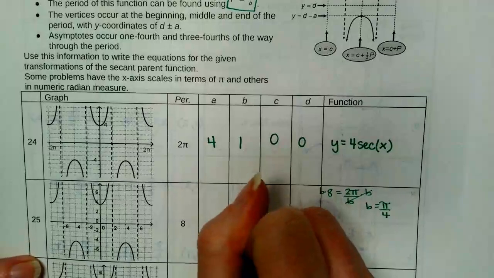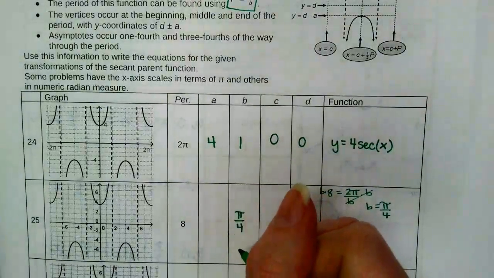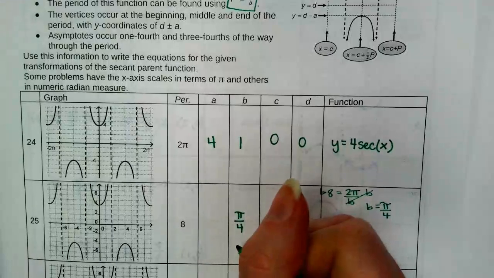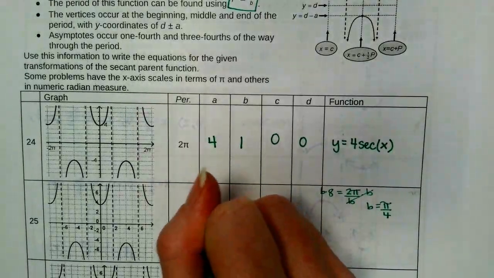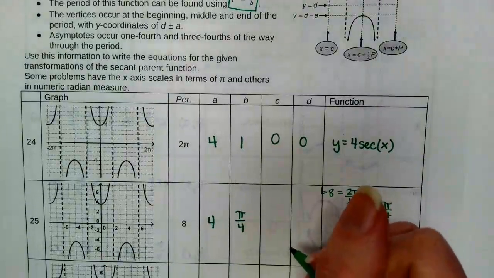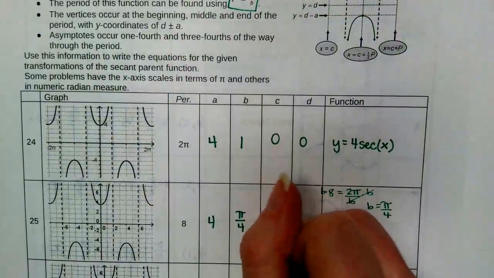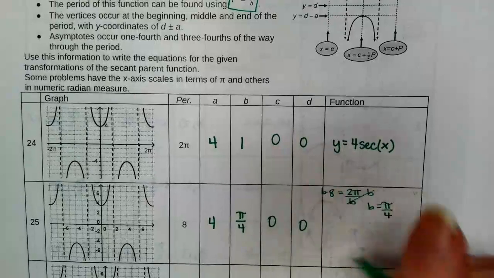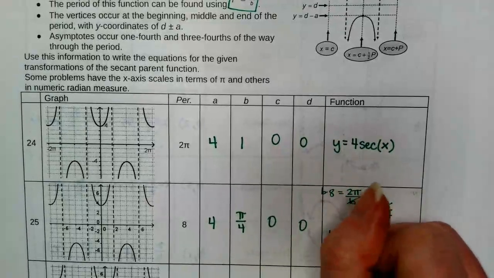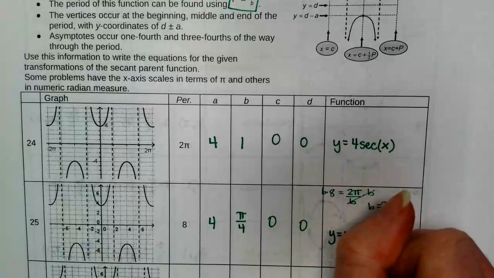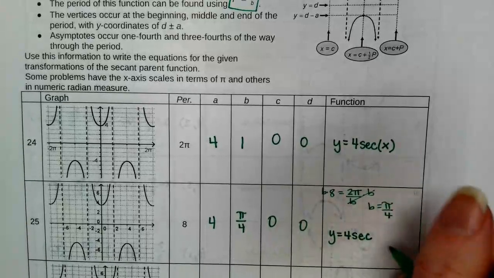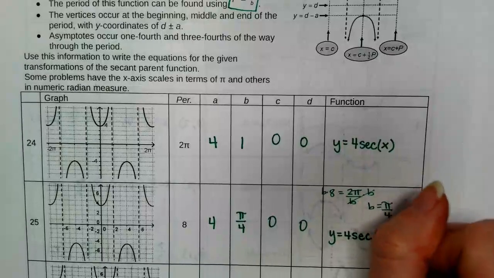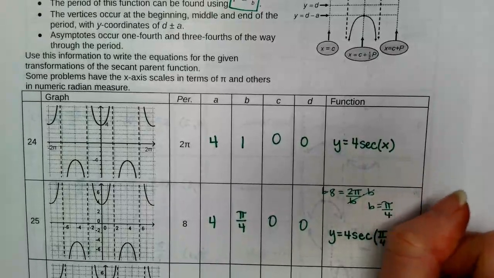It looks like our vertical stretch is 4 again, because to get to the first peak or valley, I have to move 4 to get to it. Does it look like I have a C shift at all? No. Or a D shift? No. So y equals 4 secant pi over 4x.